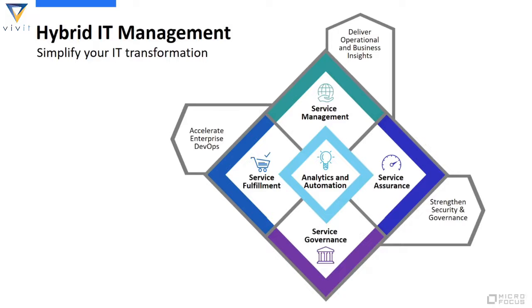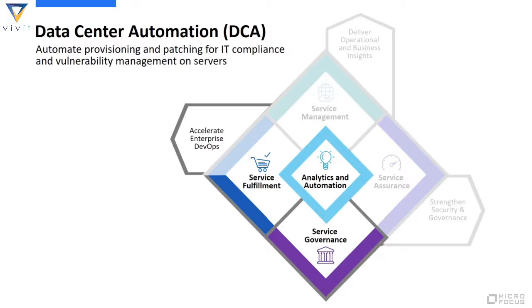The outcomes of these functional areas are threefold. They help accelerate application delivery and support a strong DevOps pipeline. They deliver insights to key stakeholders in IT management as well as across the business, and they enable the entire organization to have a stronger security position due to improved compliance and governance, more automated threat responses, and more consistent service delivery. So where does DCA fit into all of this? As you can see here, DCA fits primarily within the service governance diamond and also has some features that fit within service fulfillment.